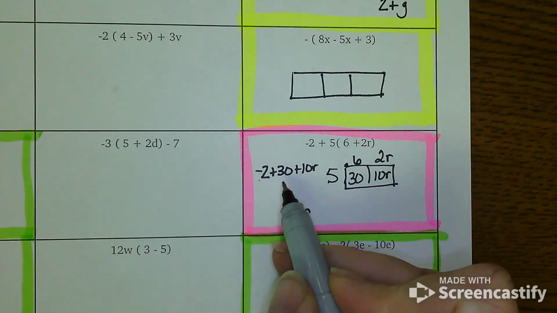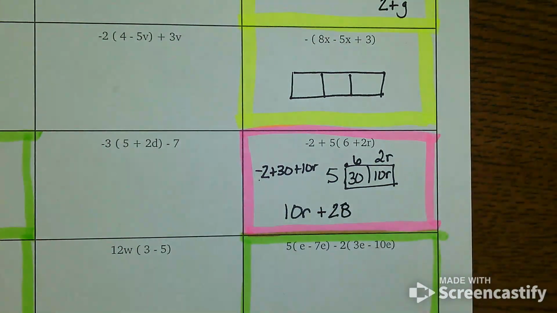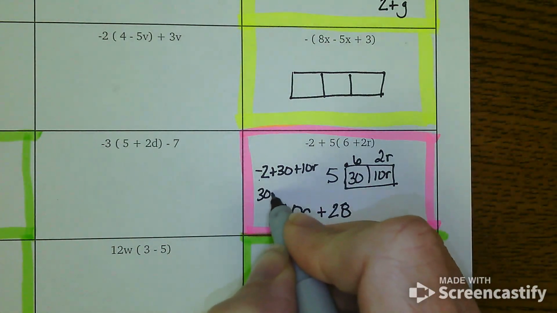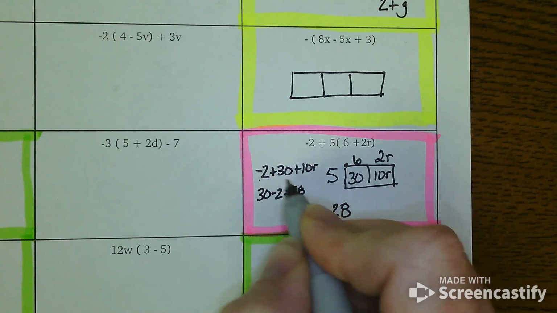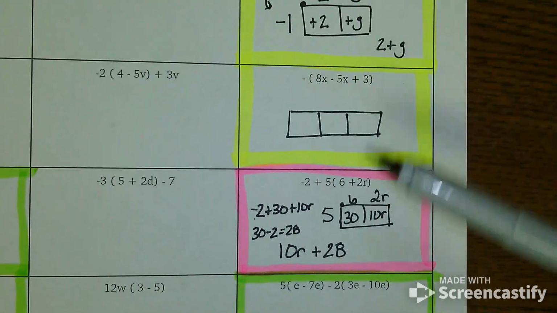Negative 2 and 2 positives leaves me with positive 28. Or I subtracted 30 minus 2, and it's a positive answer because the 30 has the larger absolute value. Okay? Now, the negatives I did in yellow.